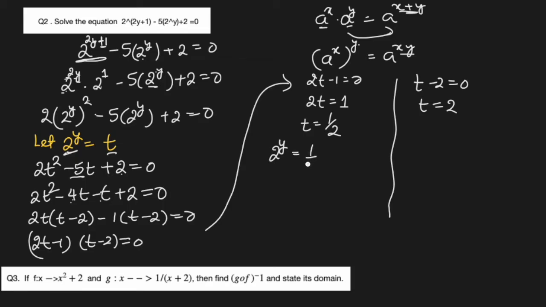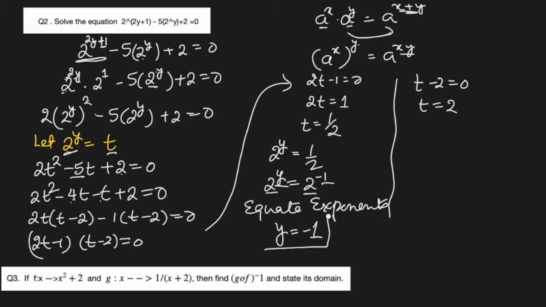2 to the power y equal to 1 over 2, or I can write 2 to the power minus 1. Now the same bases, so equate exponents. So we can write y is equal to minus 1. This is the answer from this part. Here, t is 2. 2 to the power y is 2. So I can write 2 to the power 1. And by equating the exponents, we can write y is equal to 1. This is the second answer. We have solved the exponential equation.